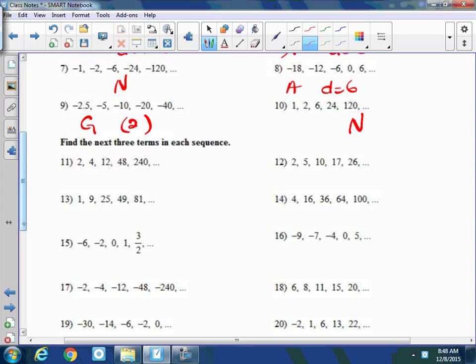Alright, find the next three terms in each sequence. First of all, you need to figure out what kind of sequence it is. Then you need to find the next three terms. Now remember, you can still find the sequence even though it is not arithmetic or geometric. You can still find terms. Alright. So 4 minus 2, 12 minus 4. So it's not arithmetic, right? So it's neither. So we still got to figure out what is the pattern.